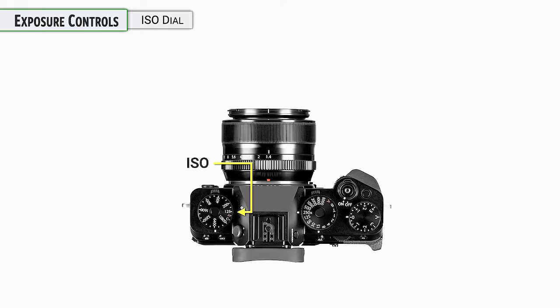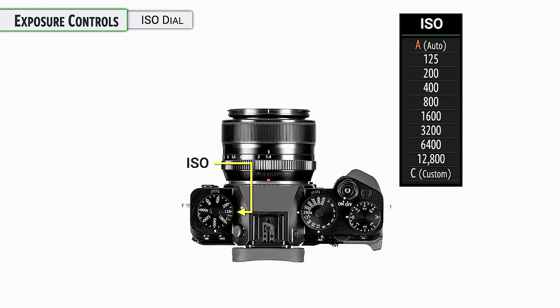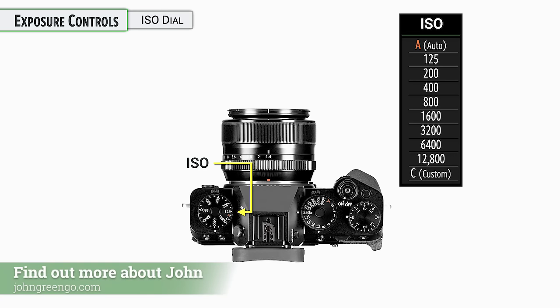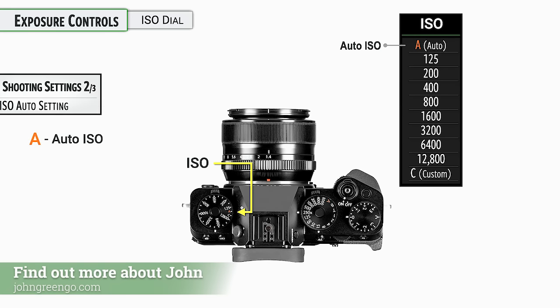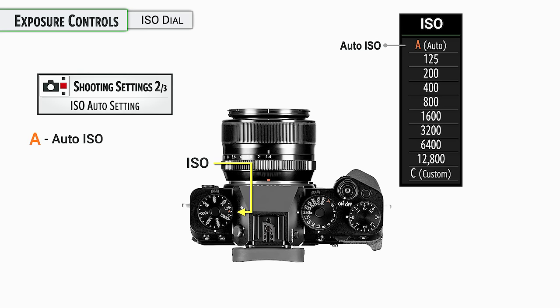All right, so in here, we have a lot of options. We have some numbers, we have letters, we have a variety of things going on. First up, let's just go with A. A is automatic. The camera is going to look at its exposure meter and raise and lower the ISO in order to give you a correct exposure.